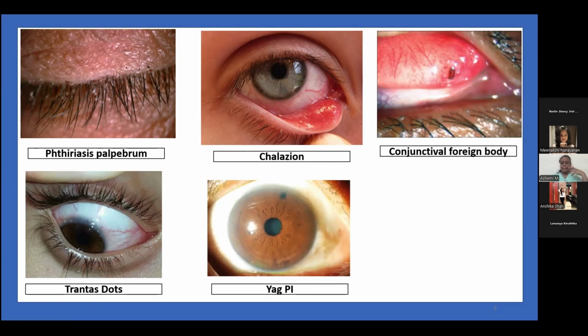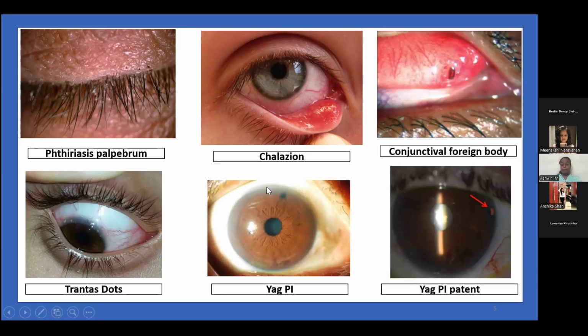So you can either tell the patient to look down to examine like this, or you can push up the upper lid and examine, so that you will be able to find out these conditions, which are usually hidden by the upper lid margin. And one thing which is important when we look into YAG PI is its patency.